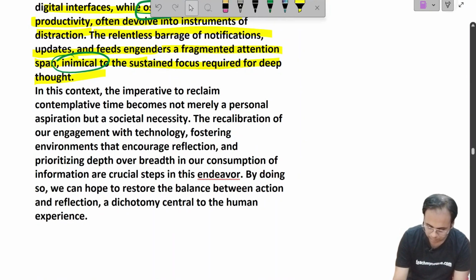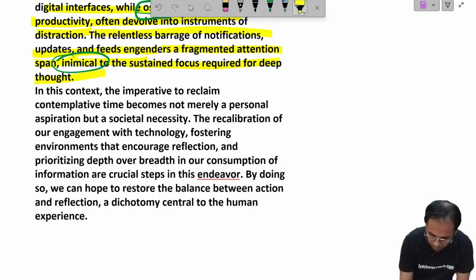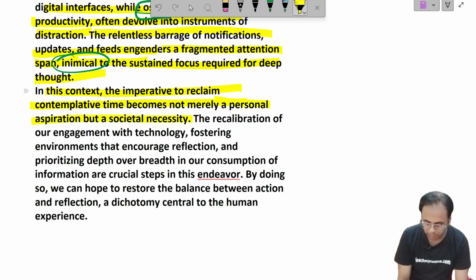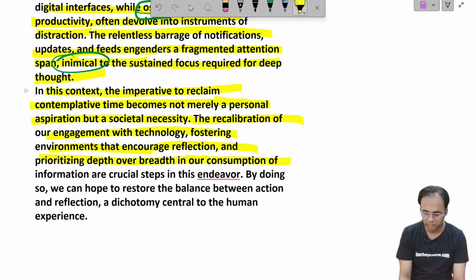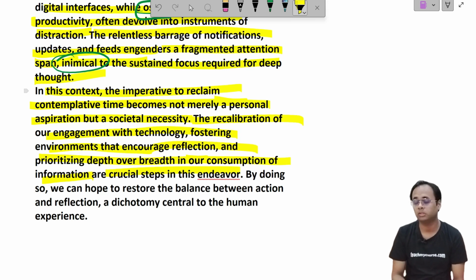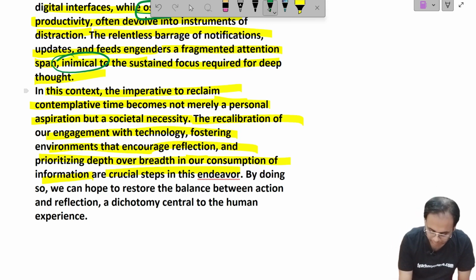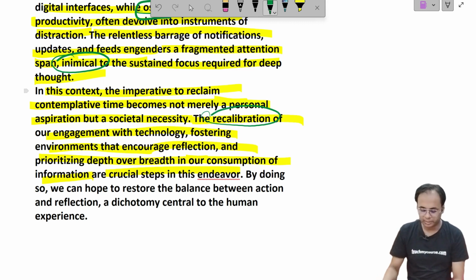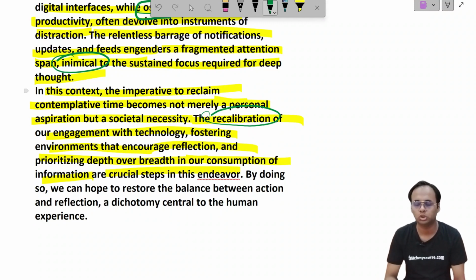Then we have: in this context, it is imperative to reclaim contemplative time, not merely as a personal aspiration but as a societal necessity. The recalibration of our engagement with technology, fostering environments that encourage reflection and prioritizing depth over breadth in our consumption of information are crucial aspects in this endeavor. So, finally, in the last paragraph, we are talking about the importance of contemplation. It says that we should recalibrate, like redesign our life, so that we engage with technology in such a way that it improves our reflective thinking, and not just consume our attention here and there on unnecessary things, unnecessary shorts, unnecessary reels. It should not be like that.